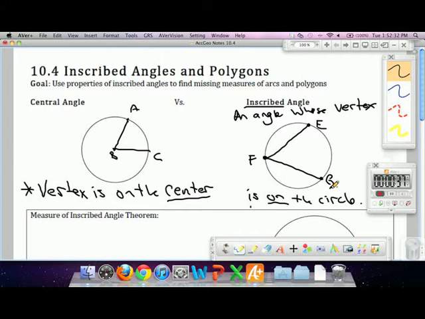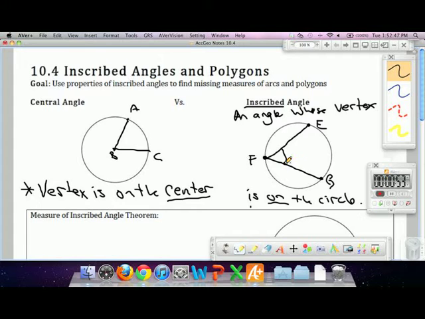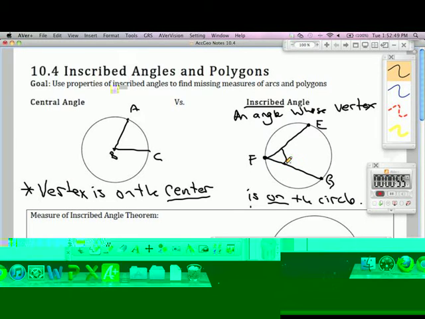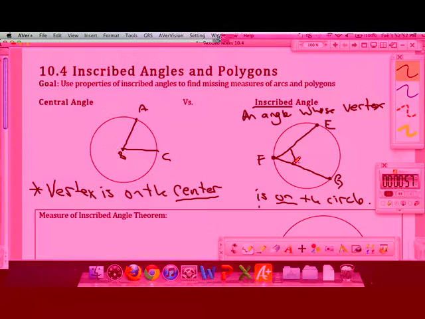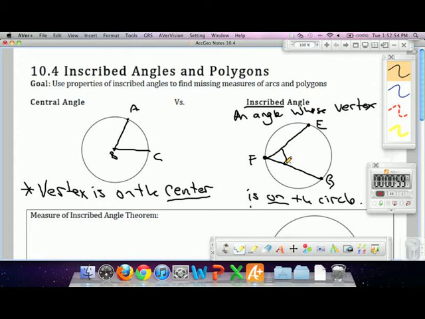Angle EFG is an inscribed angle because the vertex, F, of this angle is on the circle itself. Angle EFG would be an inscribed angle. Central versus inscribed. Since we've already talked about central angles quite a bit, we're going to focus today on inscribed angles and things we can gain from them.